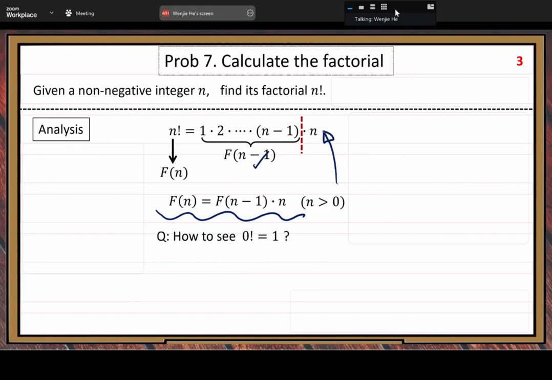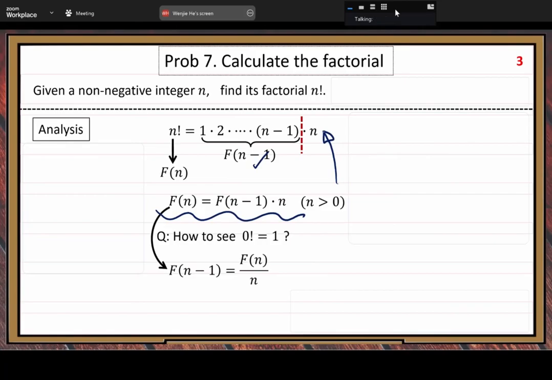How to see 0 factorial equals 1. Because you cannot use some random value here. You have to use the right one. You need to use the right value. Otherwise, you will get a contradiction. If you use some wrong value for 0 factorial, sooner or later you will have some contradiction. So here we don't want to have any contradiction. So we need to find that right value here.